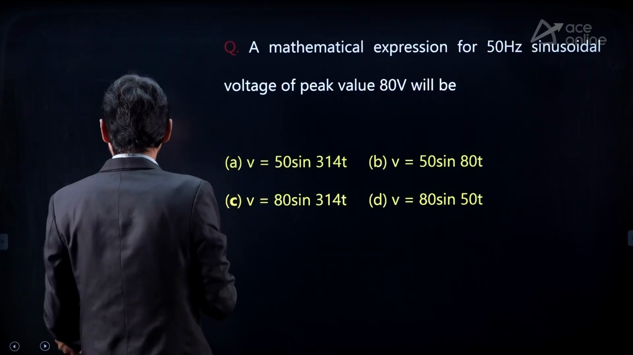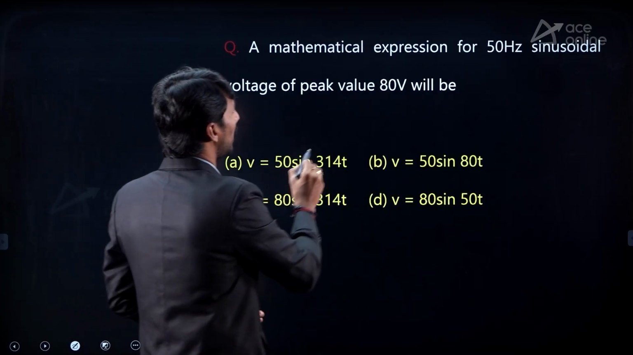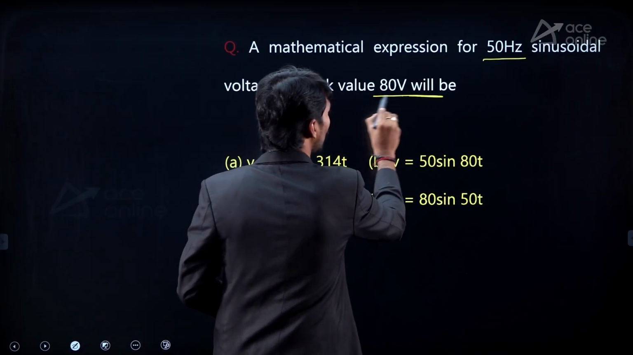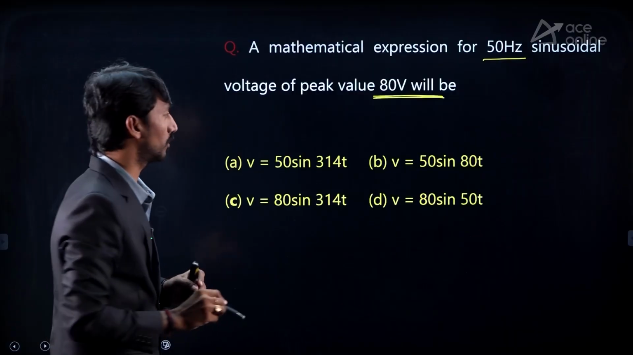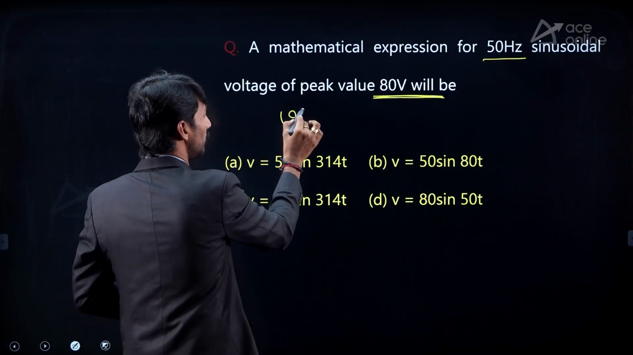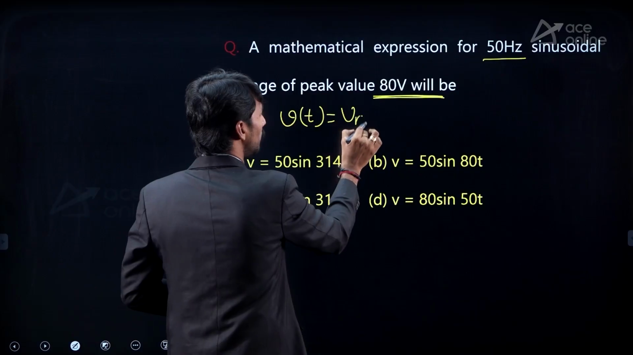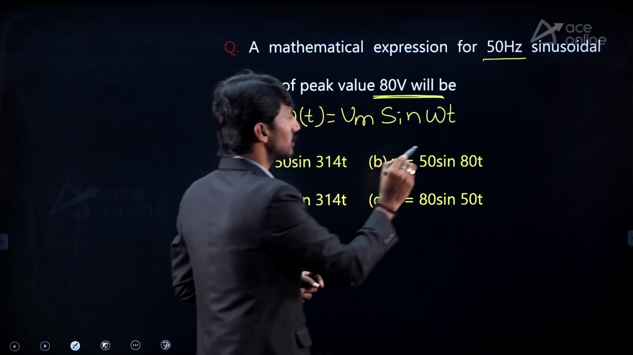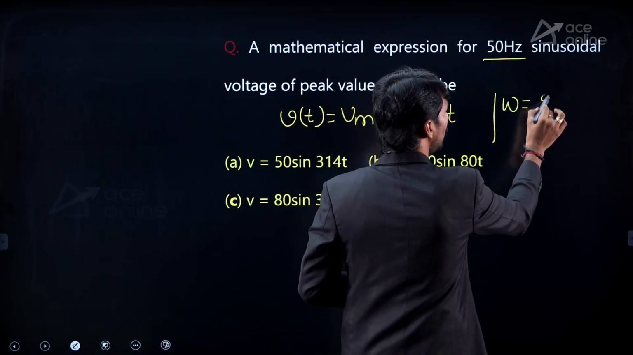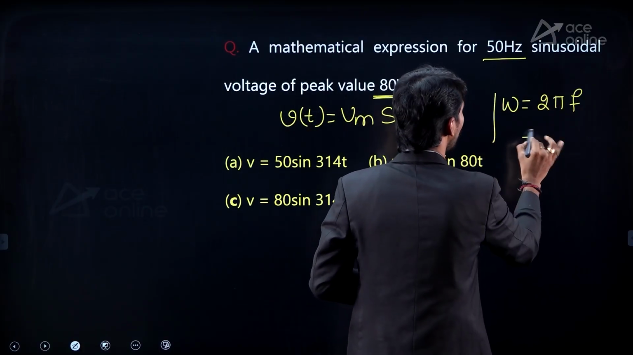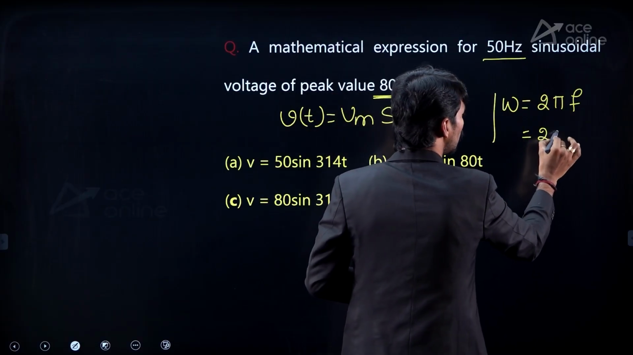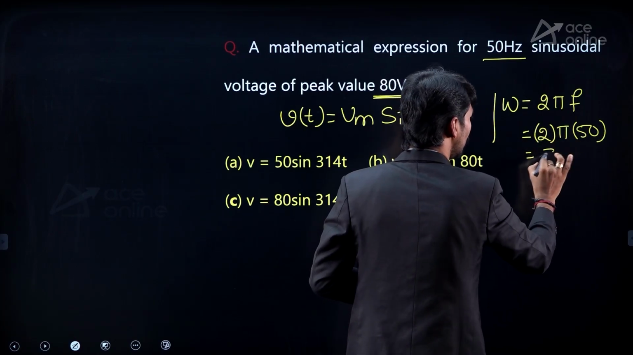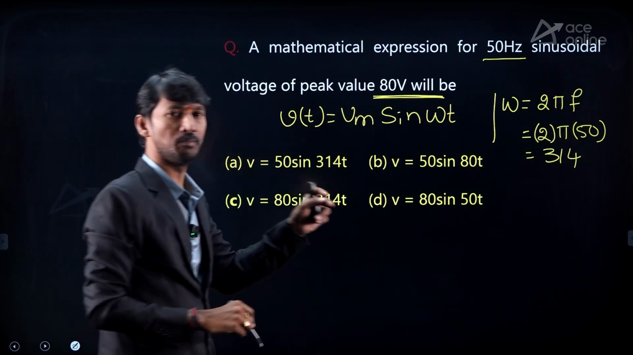Here, in this mathematical notation, what can we write? A mathematical expression for a 50 Hz sinusoidal voltage. Peak value is 80 volt. Generally, V of t is equal to Vm sin omega t, a normal representation. What is omega? Omega is equal to 2 pi f. F is 50, given. 2 into pi into 50 is 314. Omega is simply 314.